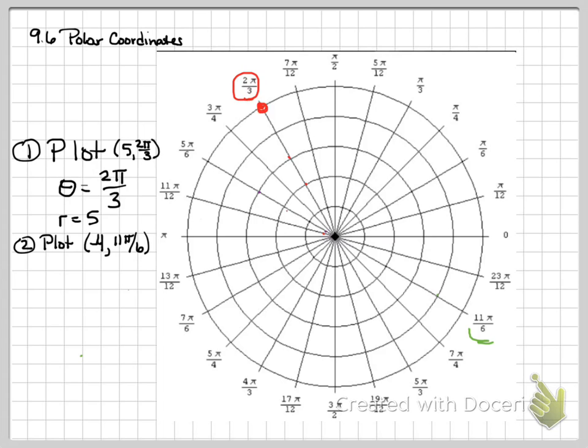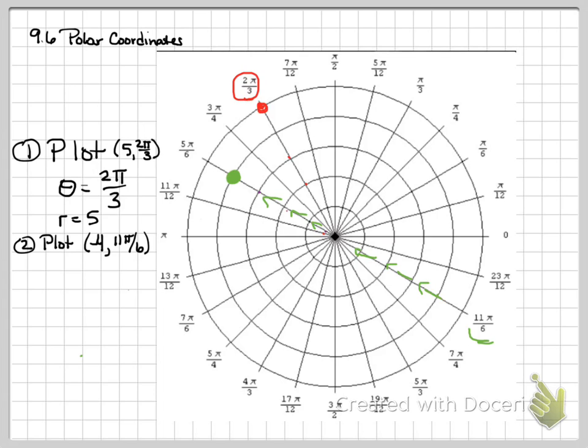If I count out -4, I would move out 4 from there. However, if you remember, our radius can't be negative, so what we end up having to do is shoot through the center of my graph back over to 4. And that gives me right here. So -4, 11 pi over 6 is actually plotted at 4, 5 pi over 6. So when you have that negative radius, you have to go back through the pole and plot the point on the opposite side. Alright, let's move on to the next thing.